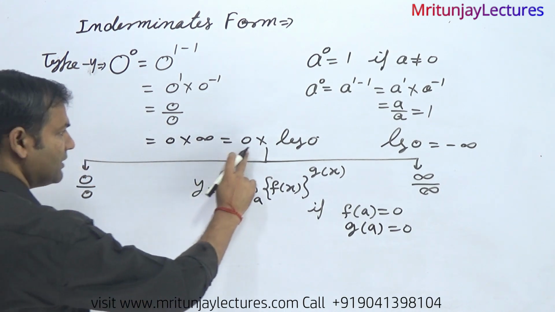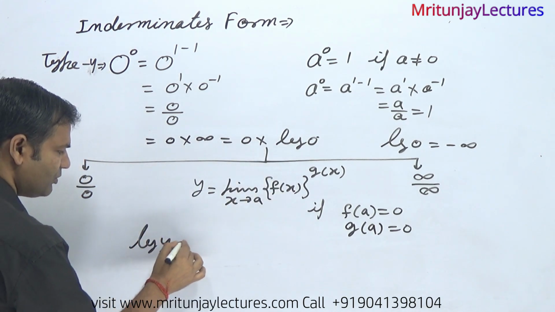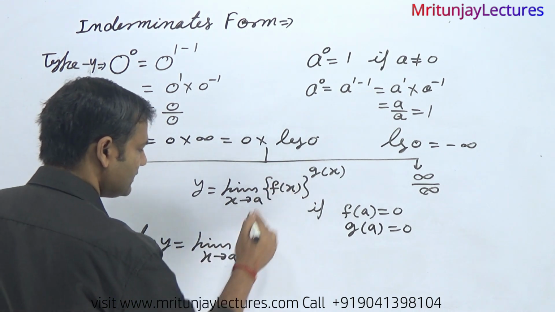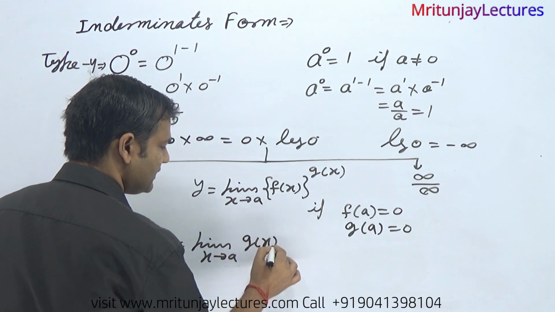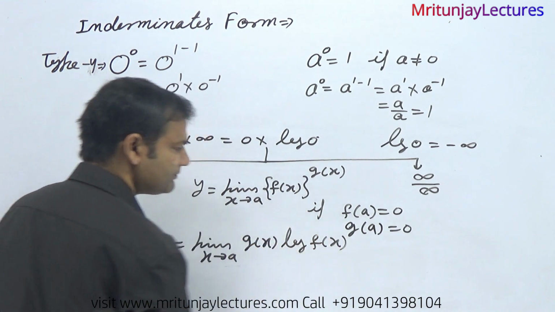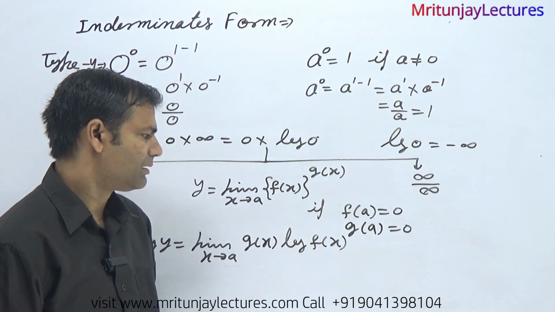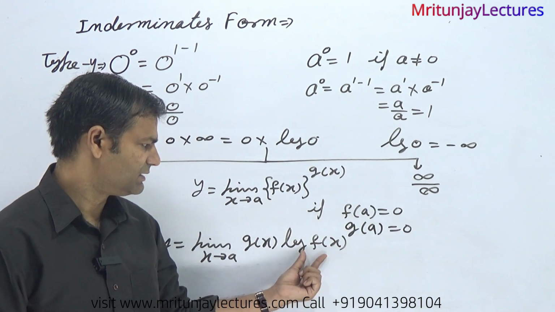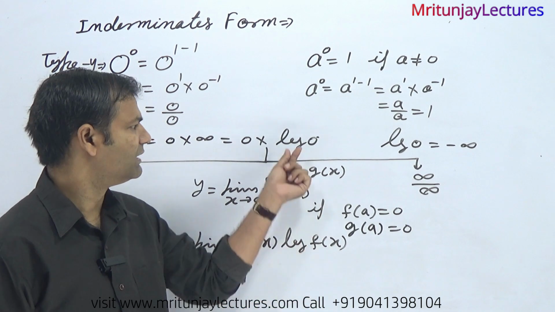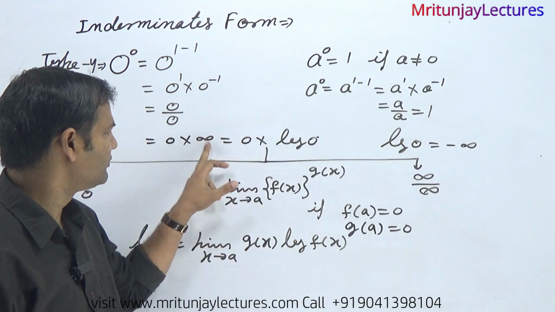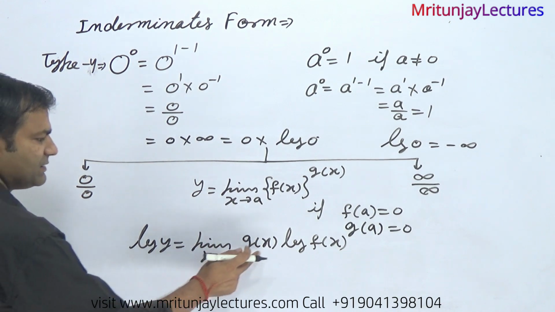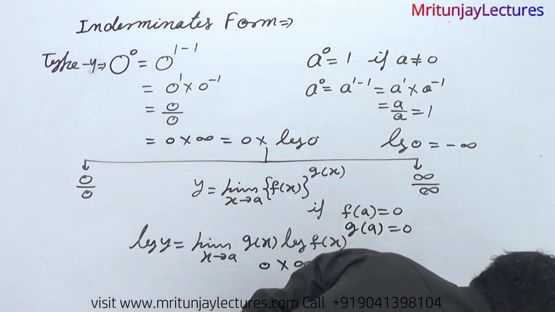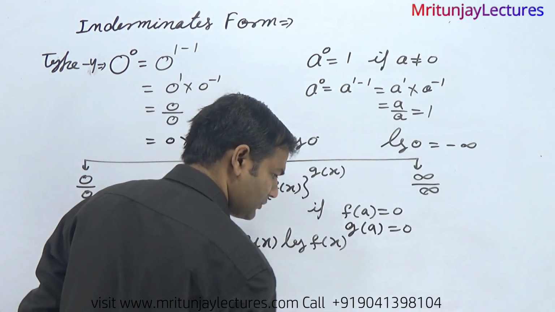First of all, convert like this: take log both sides. Limit x tends to a of g of x into log of f of x. If x is equal to a, then f of x is 0, so log 0 is minus infinity. So it is 0 into infinity type. Clear or not?